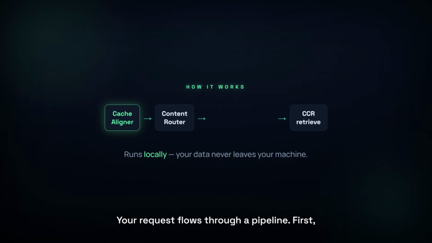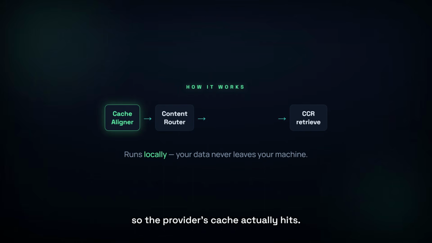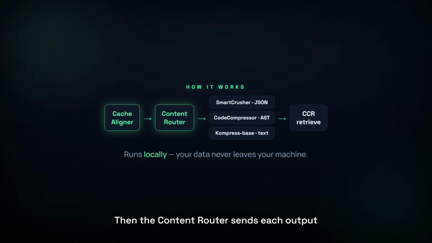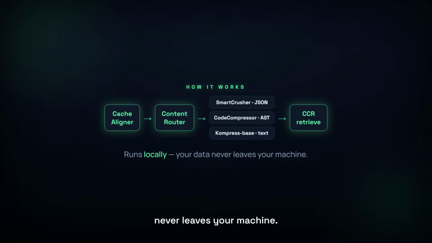So how does it work? Your request flows through a pipeline. First, the cache aligner. It pushes the volatile stuff, timestamps and dynamic context, to the end, so the stable prefix stays put and the provider's cache actually hits. Then the content router inspects each tool output and sends it to the right specialist compressor: JSON here, code there, logs over here. All of it runs locally. Your data never leaves your machine, and nothing is lost for good.